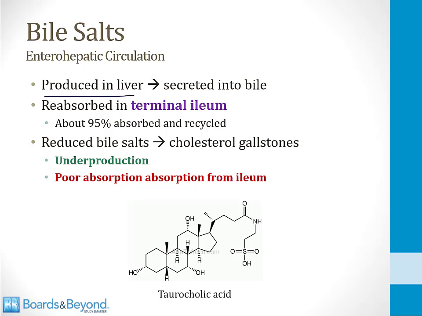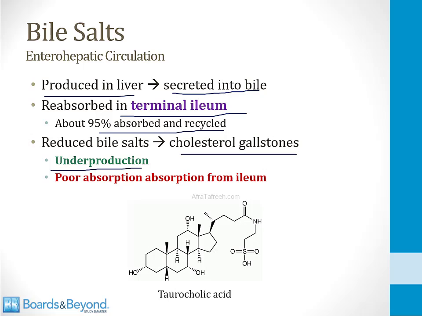Bile salts are produced in the liver and secreted into the bile, but they do not all go out in the stool. Many of the bile salts the liver produces are reabsorbed in the terminal ileum. About 95% is reabsorbed. This means that there are two ways to lose bile salts. The first way is if the liver underproduces bile salts. That can lead to cholesterol gallstones.